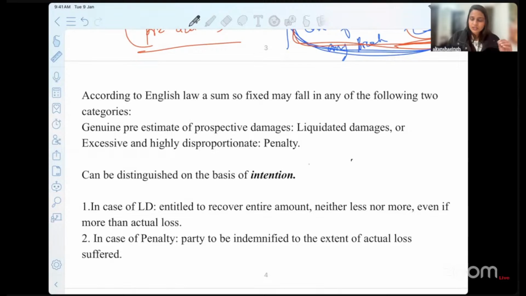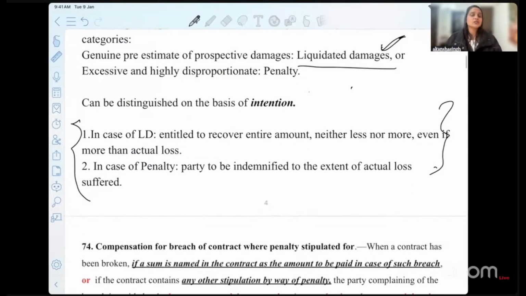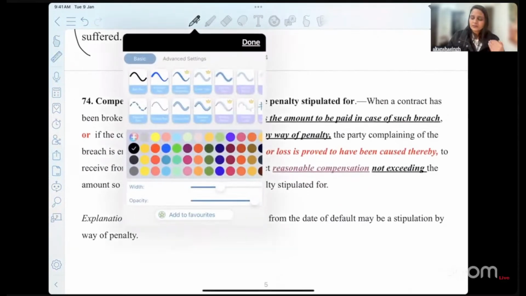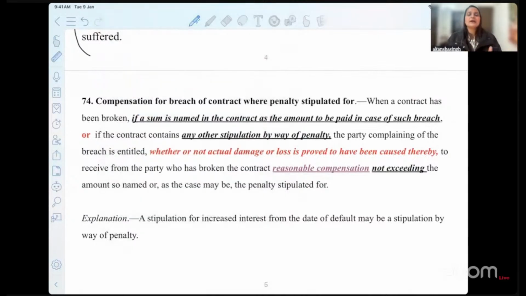So in English law, if it is a liquidated damage, allow it as it is. If it is a penalty, you will indemnify the aggrieved party only to the extent of loss that has happened to them. So this is the crux that we have understood, which exists with regards to this concept in the English law jurisdiction. Now coming to section 74. And the minute we are done reading section 74, I believe you'll be able to write your answer, making a comparison between the two.